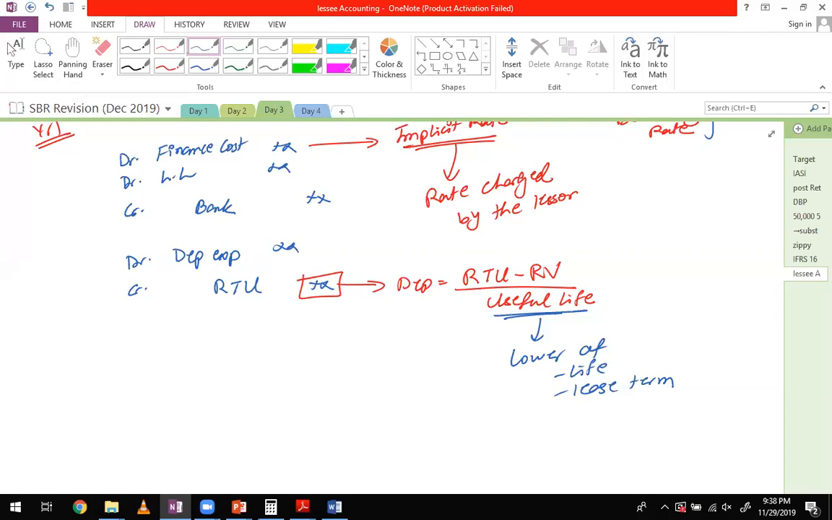Galaxius 9 is saying, in what circumstances would the implicit rate not be used? There's only one circumstance in which the implicit rate is not known. The lessor has not informed us of the implicit rate. Only in that case we take the incremental borrowing rate.